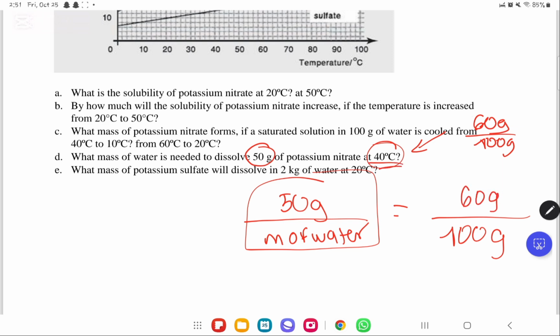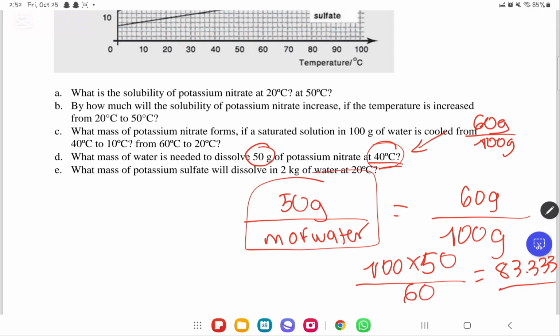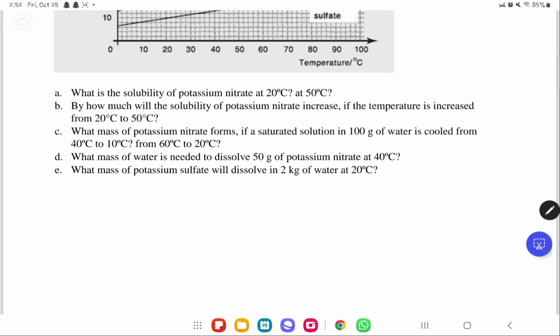So very simply, you can do cross multiplication. So then it becomes 100 times 50 over 60. So if you do it on your calculator, you are going to get 83.333. So this is the mass of water needed to dissolve 50 grams of potassium nitrate at 40 degrees Celsius.